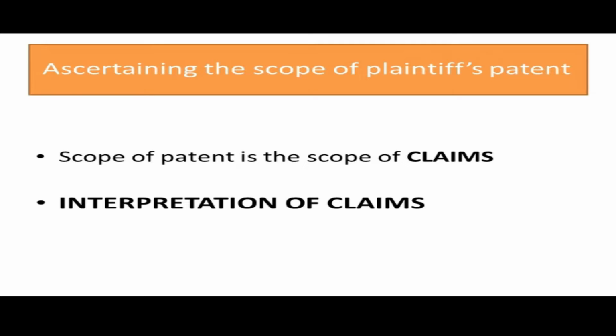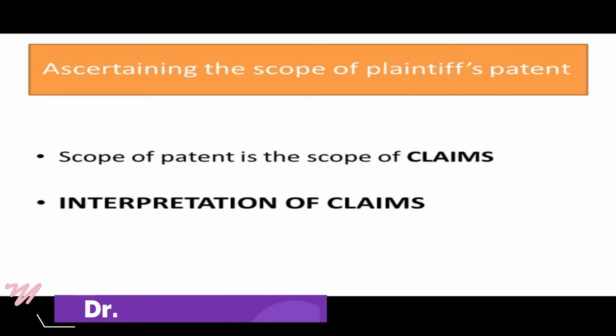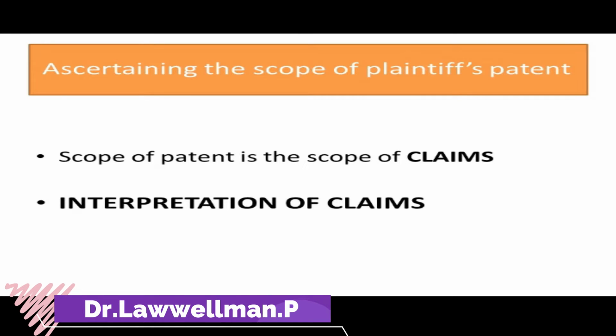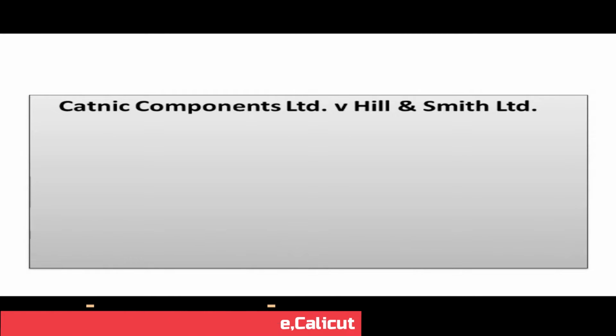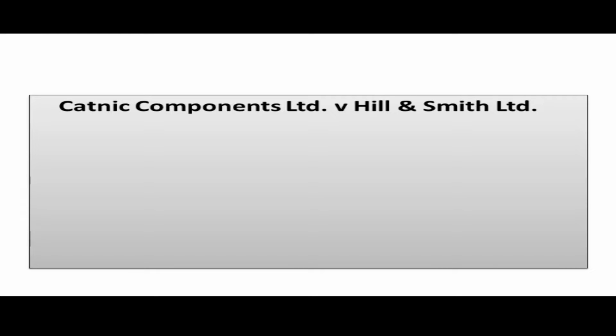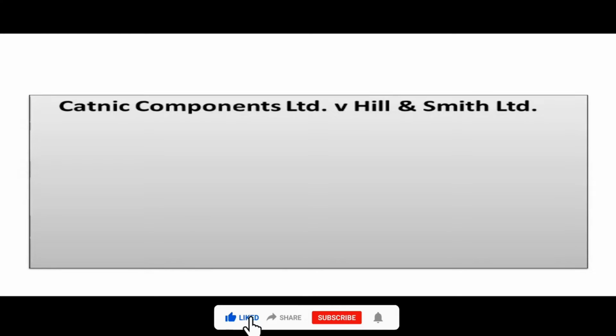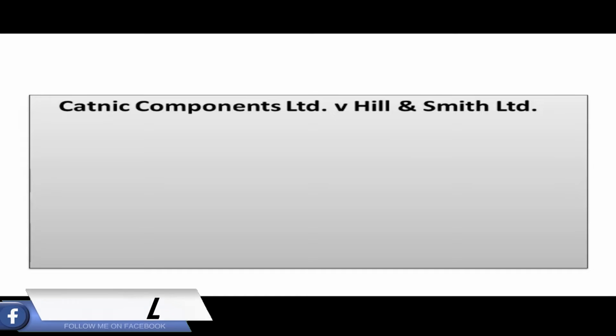And a proper understanding of the scope of a patent involves interpretation of the claims and the specification. Now, in order to do that, there are certain guiding observations made by the courts. One of the most important cases on the point is Catnic Components Limited versus Hill and Smith Limited, which is an English case. It's not an Indian case as such, but as we heavily follow the English legal system, these cases are also followed in India.